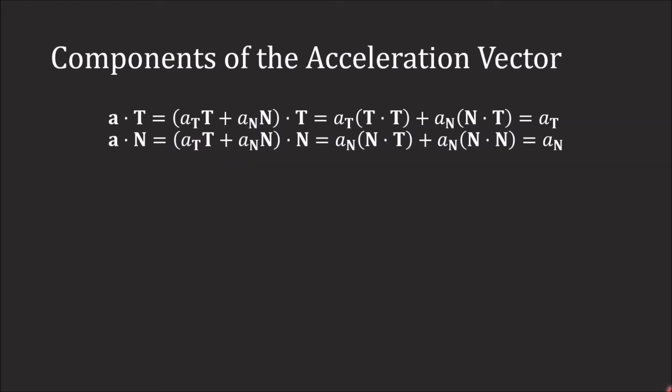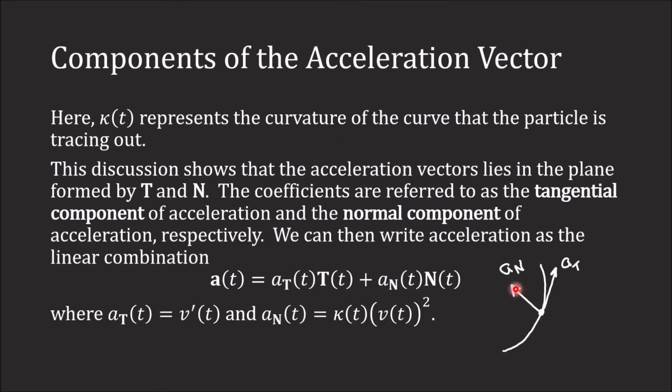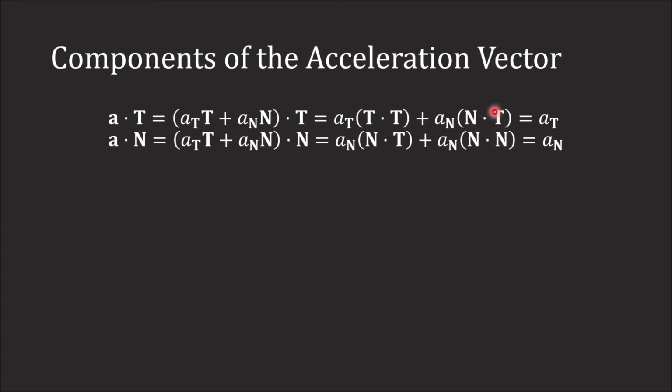We make note of a dot T, so acceleration dot the unit tangent. So using distributive law, we'll have a sub T times T dot T plus a sub N times N dot T. However, these two, as we just saw here, are perpendicular to each other. Right? T and N are perpendicular. So this dot product is 0. Since T is a unit vector, T dot T is 1. And so we're left with just a sub T.